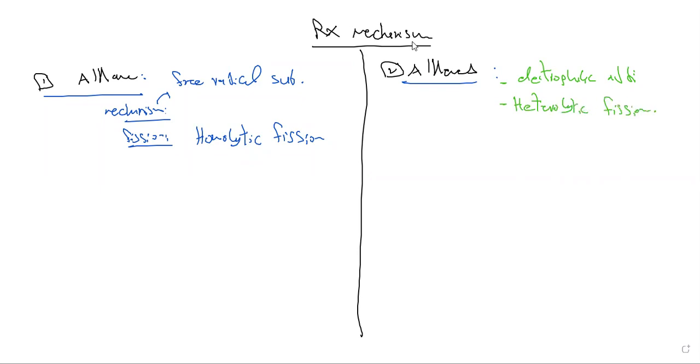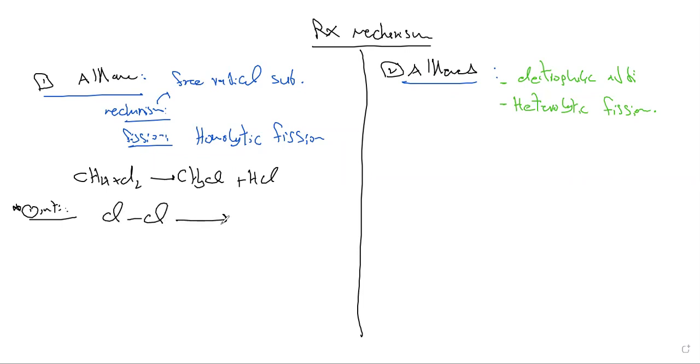After that, for example, if you have CH4 plus Cl2 gives CH3Cl plus HCl, then write the mechanism of this reaction. At the beginning, initiation: Cl2 changes into 2 Cl free radicals. If we need to write the curly arrows, it would be like that. This is the initiation, where the molecule changes into 2 free radicals.